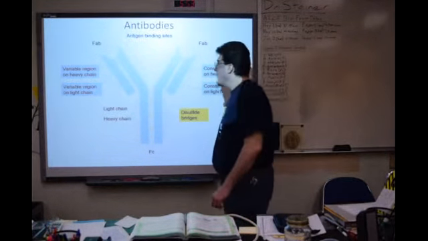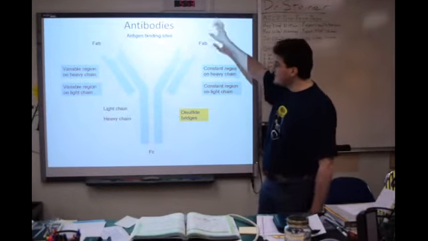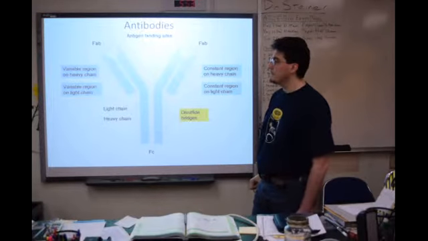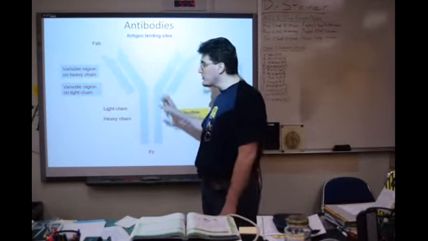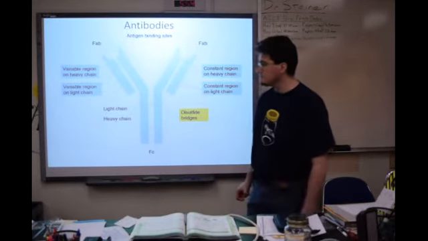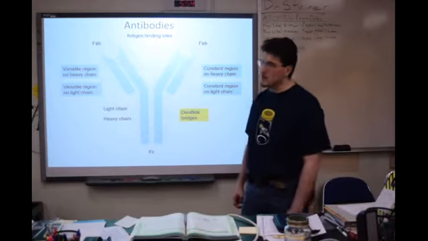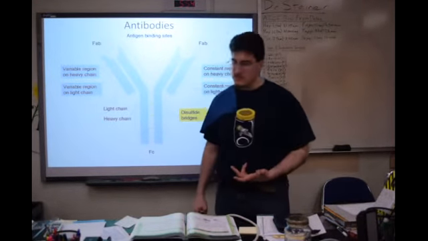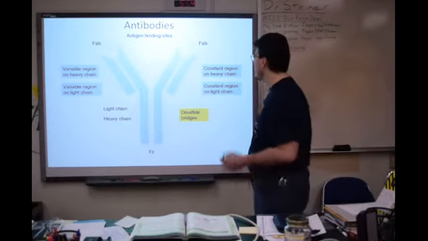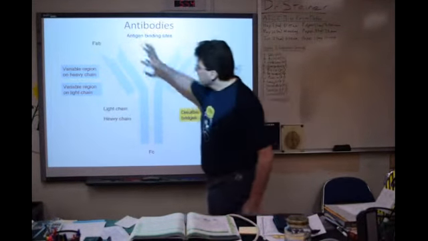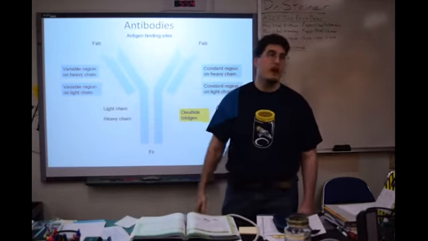So, the FAB is the antigen binding region, the functional antigen binding region. The FC region is the functional constant region. I'm not sure if it's functional or not. Just stick to FC and FAB. All right. These chains are held together by disulfide bonds.